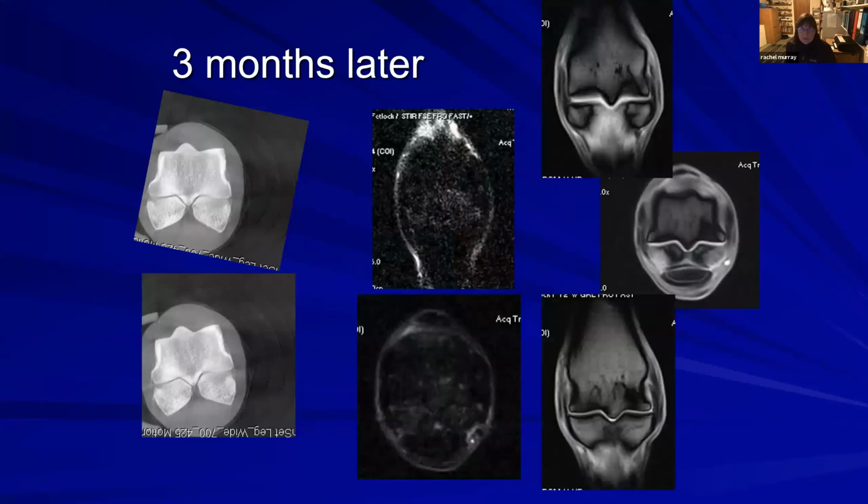So what happened 3 months later? 3 months later on CT, we now can't see the fracture line. So that's great. But on MR, and these are reversed, just the opposite way round, so it's the same condyle, it's just they are in reverse, we can still see on MRI, we've still got fluid signal.